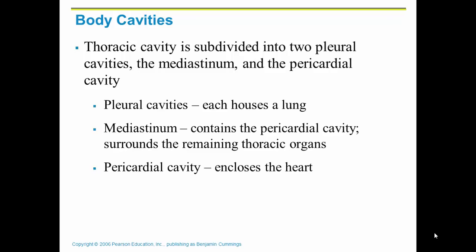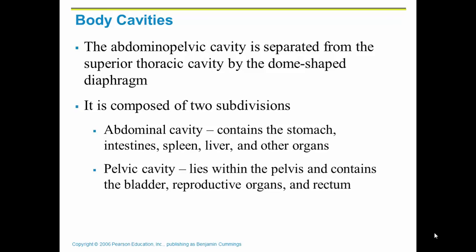The thoracic cavity is divided into two pleural cavities. So thoracic is where we house our lungs and our heart. And so we have two pleural cavities which are going to house your lungs. We have something called the mediastinum, which contains basically the heart, even though so does the pericardial cavity. They both basically contain the heart and protect the heart.